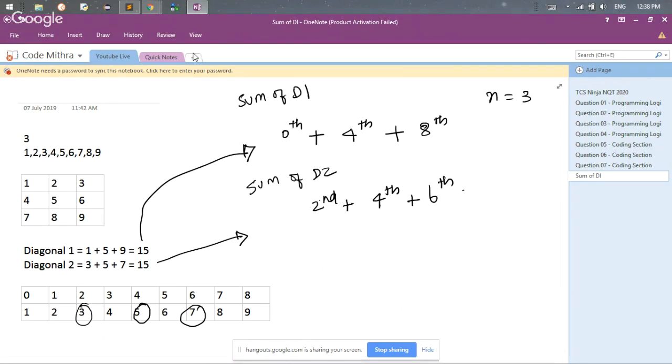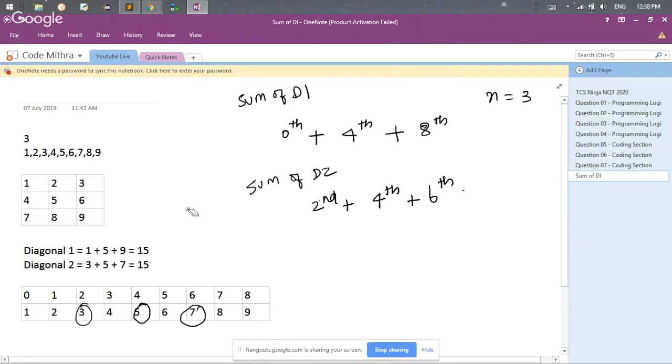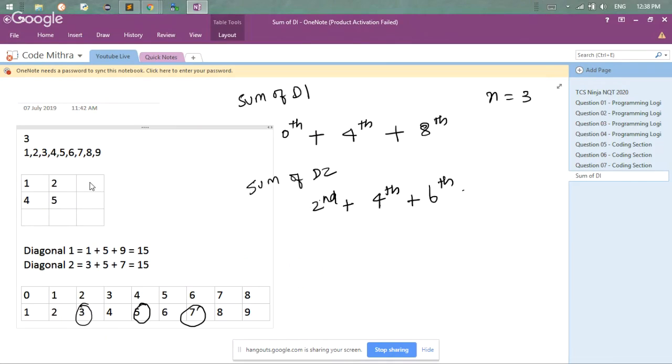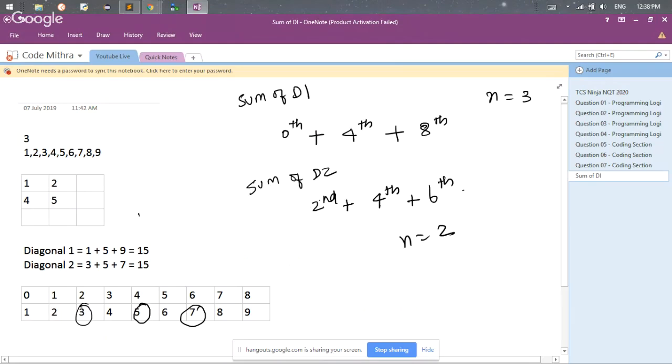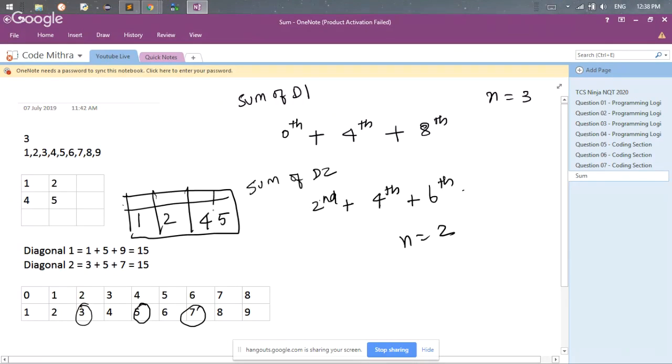So let's quickly go back and understand what the case will be for n equal to 2. Let's say I am not having these elements and it is a 2 cross 2 matrix. I hope we know what a 2 cross 2 matrix is, right? So here n is 2, and the elements are 1, 2, 4 and then 5. So here we will be adding the 0th element. I'm speaking about the sum of diagonal 1, for n equal to 2.